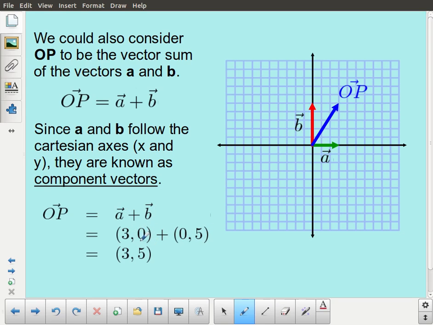And when we perform this vector sum, what we're doing is we are adding these things called component vectors. So this one is my x component vector, and this one is my y component vector.